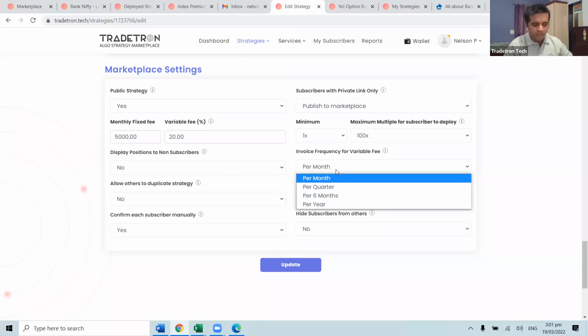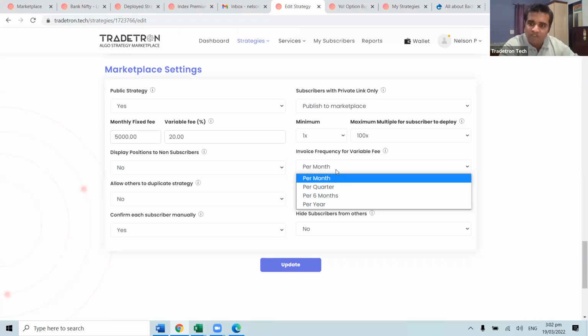What I mean by that is, for example, if today, on 19th of March, someone subscribes to your strategy, then the first invoice can be charged anytime. If a client has deployed this strategy on 19th and on 24th the strategy has generated a profit of say 5,000, and you decide that for the past 4 days the strategy has given good returns and you want to charge 5% on the 5,000 profit, then on 24th you will be able to create one invoice. That is the first invoice.